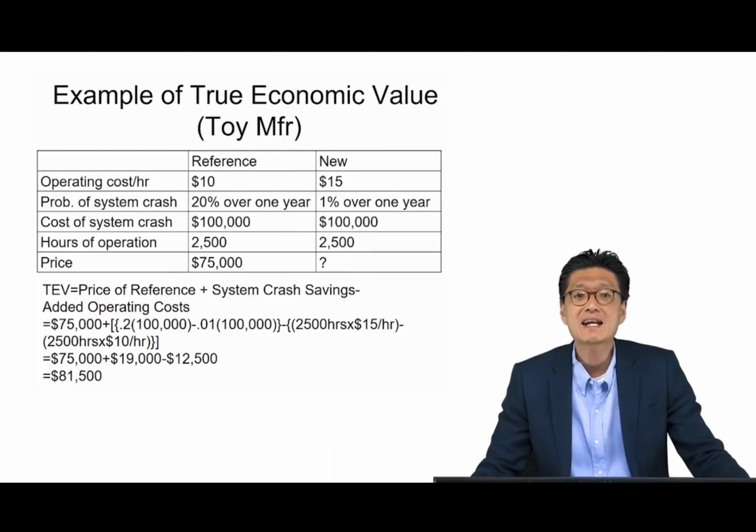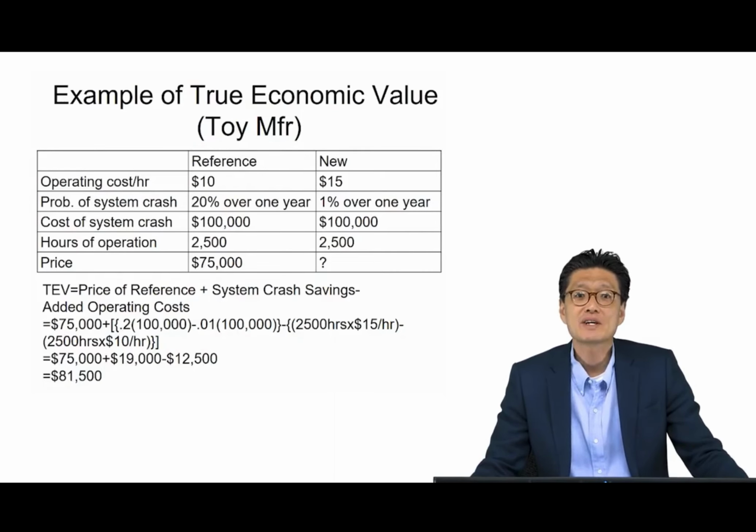And then the added operating cost would be 2,500 hours times 15 dollars per hour. So the operating cost on an hourly basis is more expensive for the new product as compared to the reference product. So it would be 2,500 times 15 minus 2,500 times 10, right? That would be the incremental operating cost that the toy manufacturer would have to incur by using the new product, the new air filtration system, compared to the reference product.